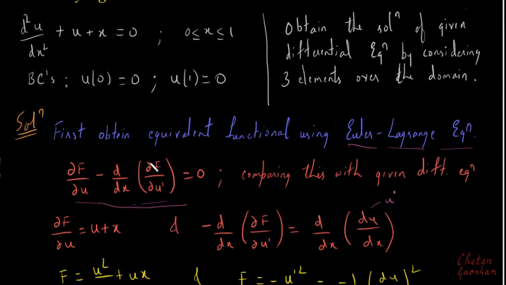So I will be comparing this term with this term, and this term is something which doesn't have any derivative with respect to x, so I can straight away compare it with the term u plus x, which doesn't have any derivative with respect to x. So that is why this term has been compared with the remaining term u plus x, whereas this term has been compared with this term. So that is what has been done here.